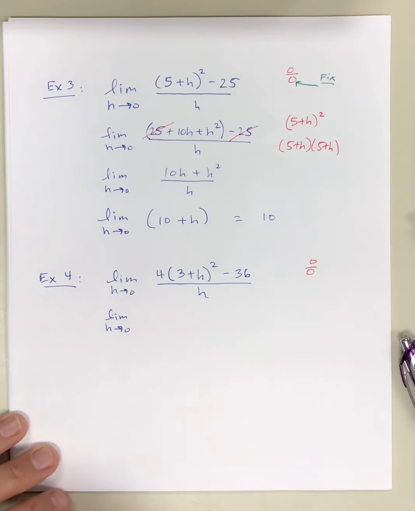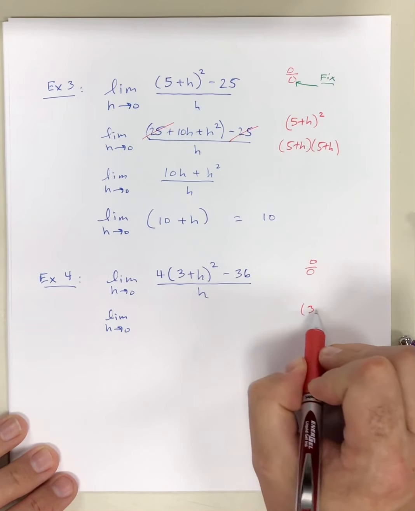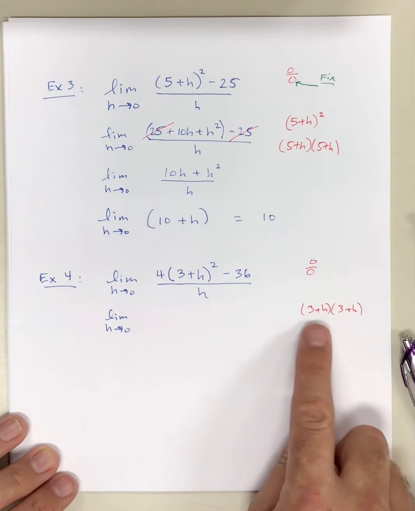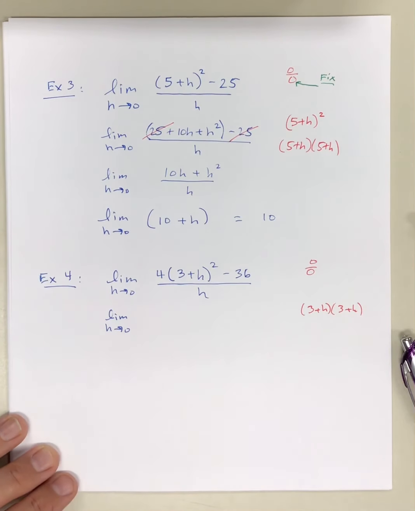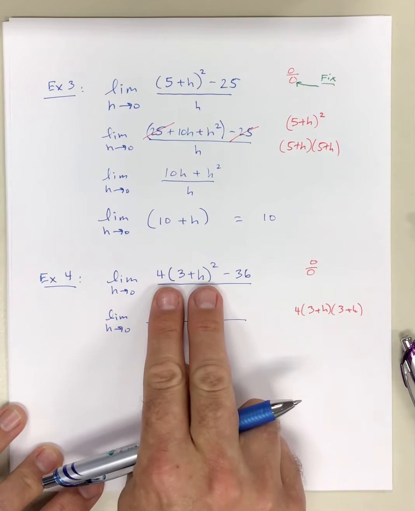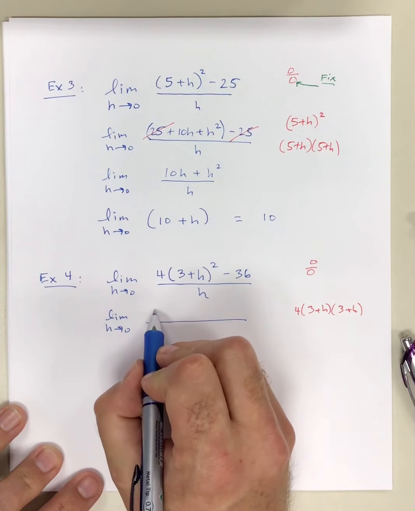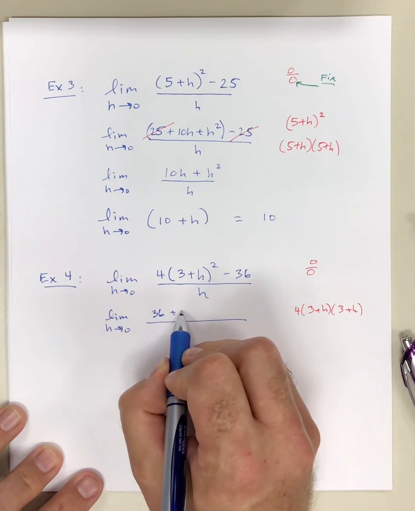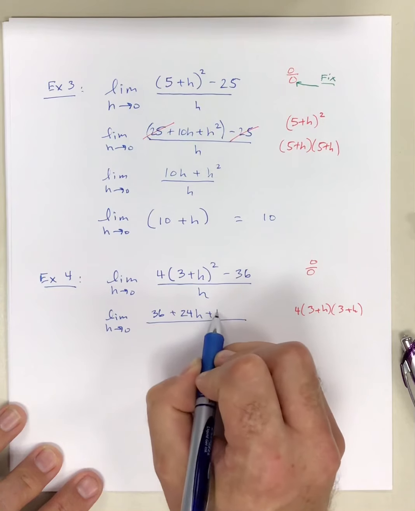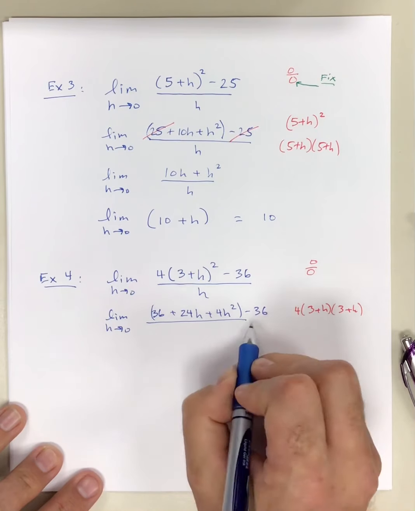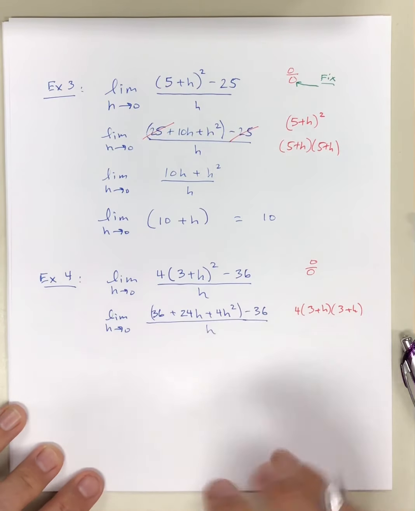Now, like the last example, when we have this quantity of 3 plus h multiplied by itself, we should start, maybe just for our convenience, in multiplying those binomials together, and then we'll distribute a 4 through the remaining terms. So what I'm going to get with this first expression being simplified is 36 plus 24h plus 4h squared. A little bit more algebra to keep track of, minus 36 all over h.